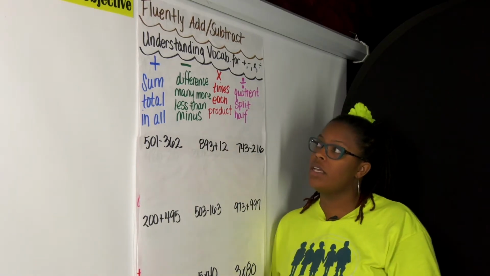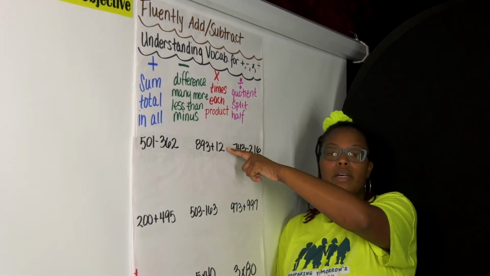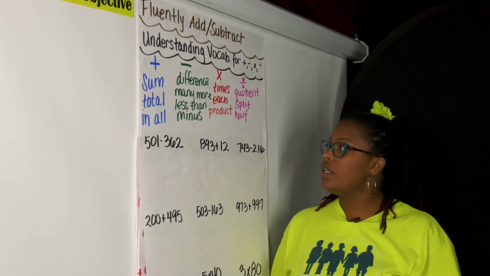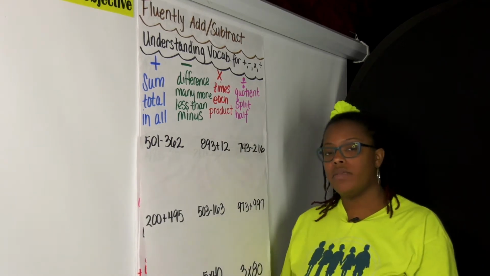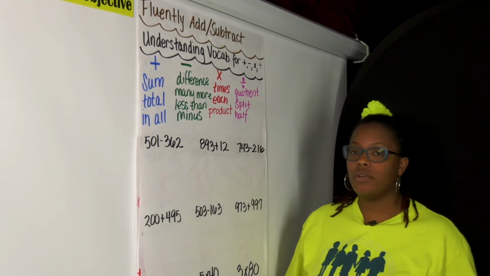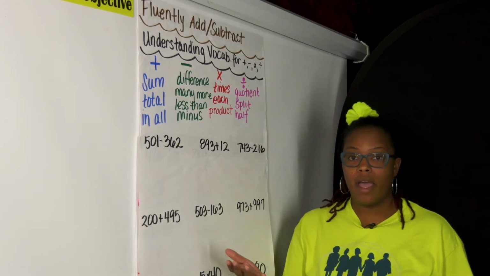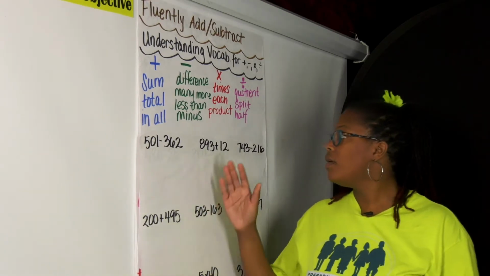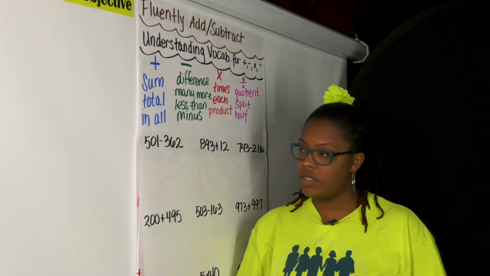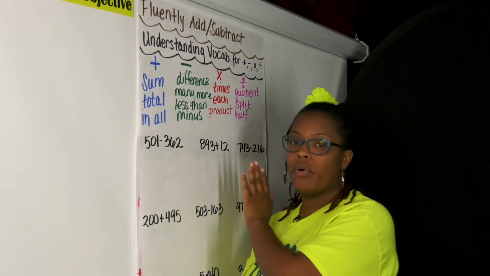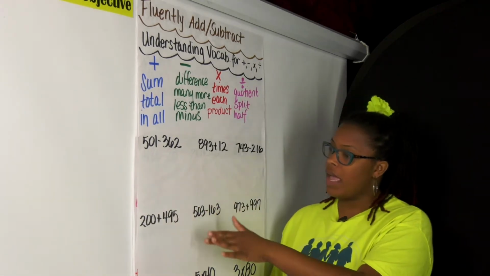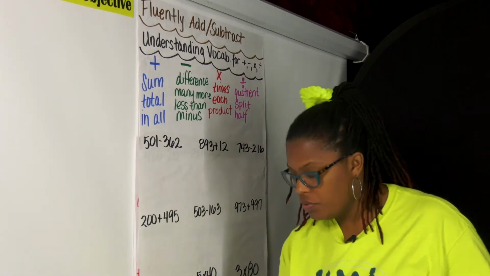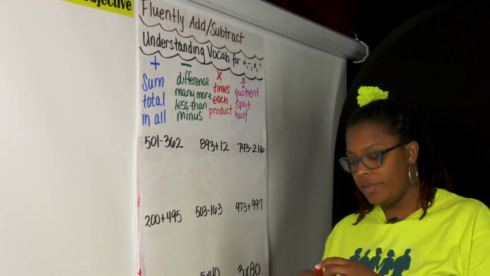For multiplication, you have times, each, product. You may also see multiple and twice. Those are some words or phrases for multiplying. And division: quotient, split, half, equally distributed. Those are phrases that represent division problems. So now we're going to practice fluently adding and subtracting, and then we're going to introduce and practice multiplying, okay?